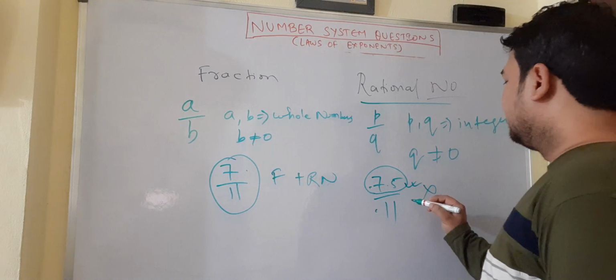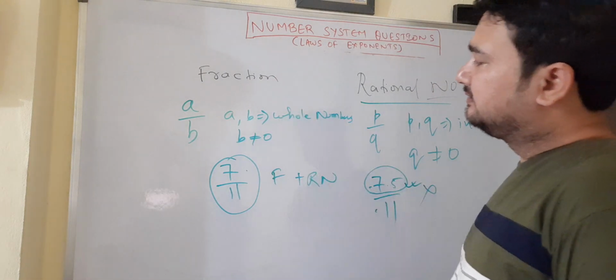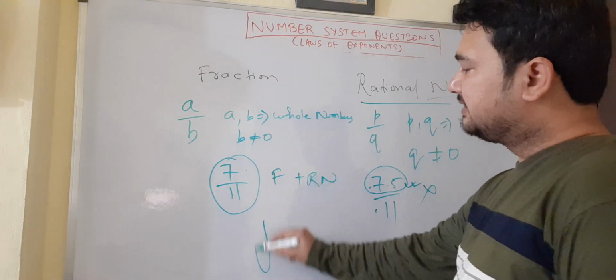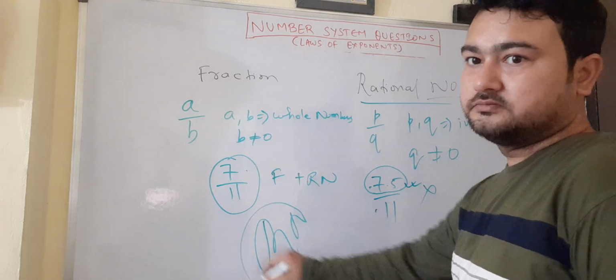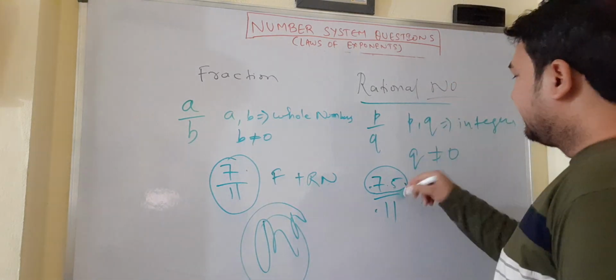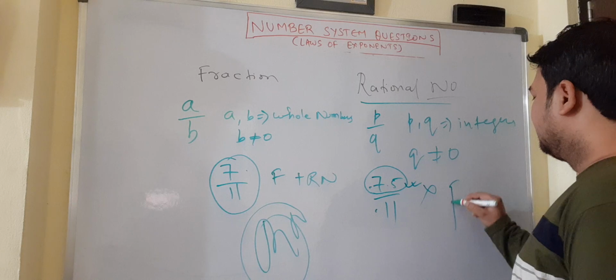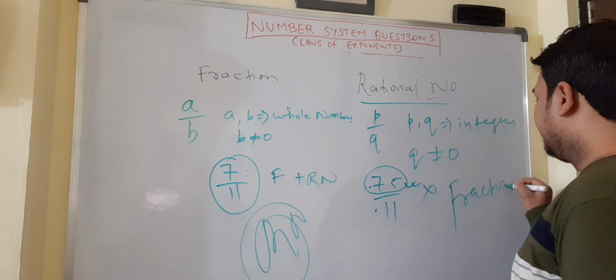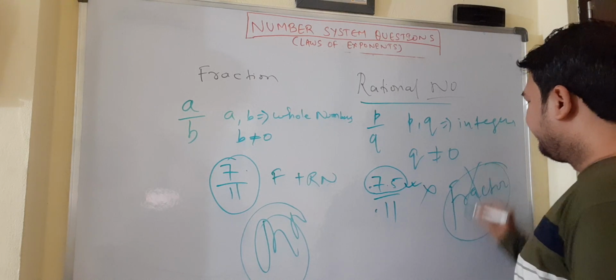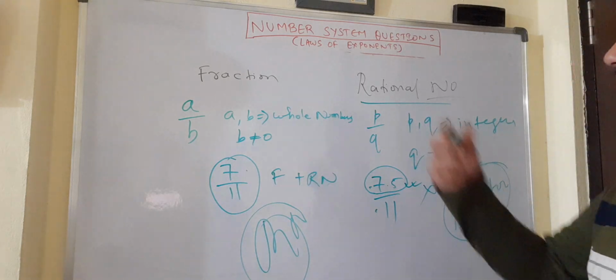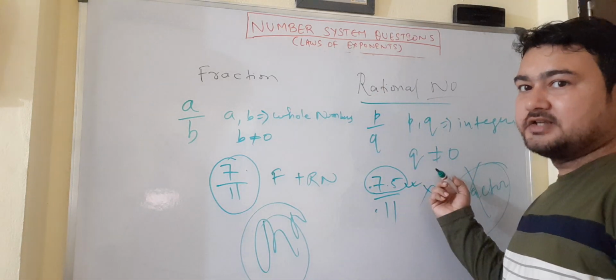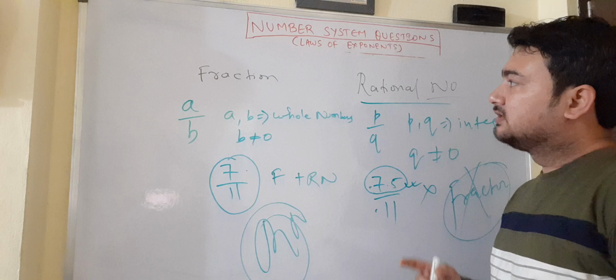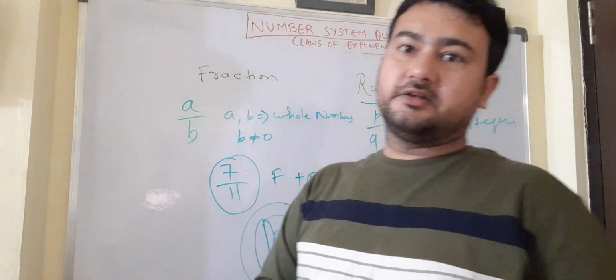So all the fractions are rational numbers, but all the rational numbers are not, they are not fractions. All the fractions are rational numbers, but all the rational numbers are not fractions. So that is the difference between a rational number and a fraction.